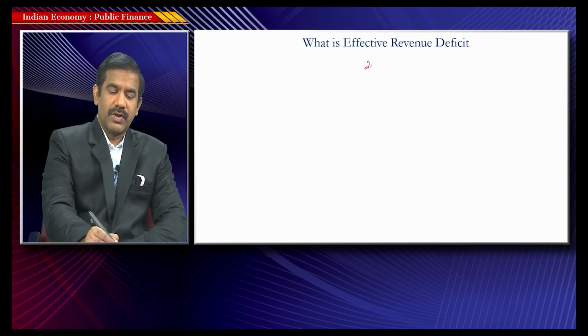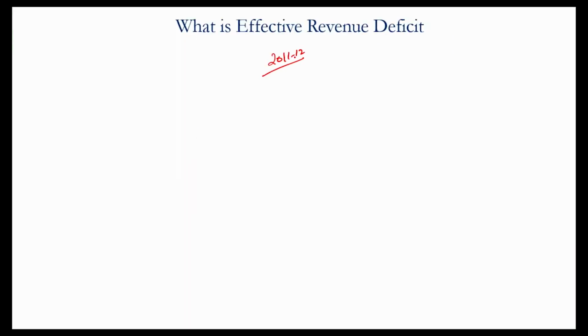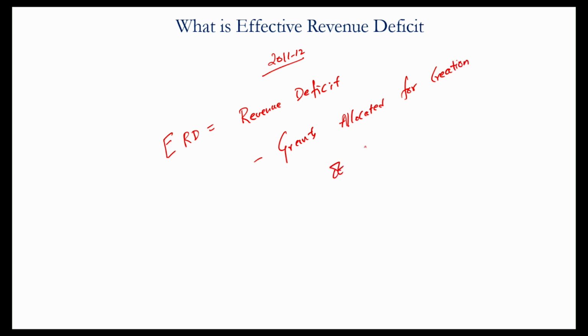From the 2011-12 budget, our previous finance minister, Pranab Mukherjee, introduced the term effective revenue deficit. And how would you measure the effective revenue deficit? Effective revenue deficit is simply the revenue deficit minus grants allocated for creation of capital assets. So this is the effective revenue deficit, and this is how it is calculated.